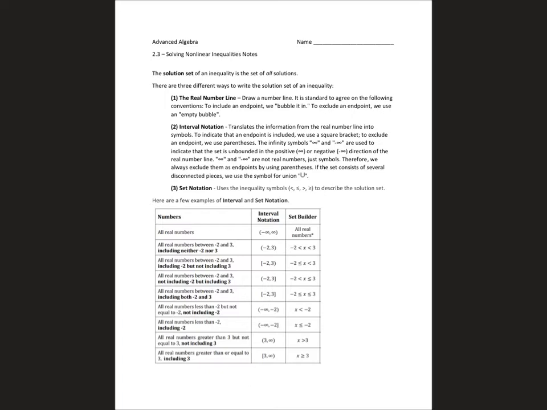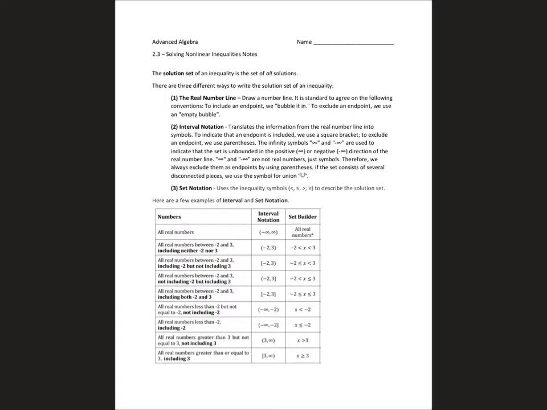The second way to represent a solution set is to use what's called interval notation. And for most of us, this might be new. Interval notation simply means that I'm going to look at the intervals between each of the critical points on my real number line and dictate whether or not they satisfy the original inequality.